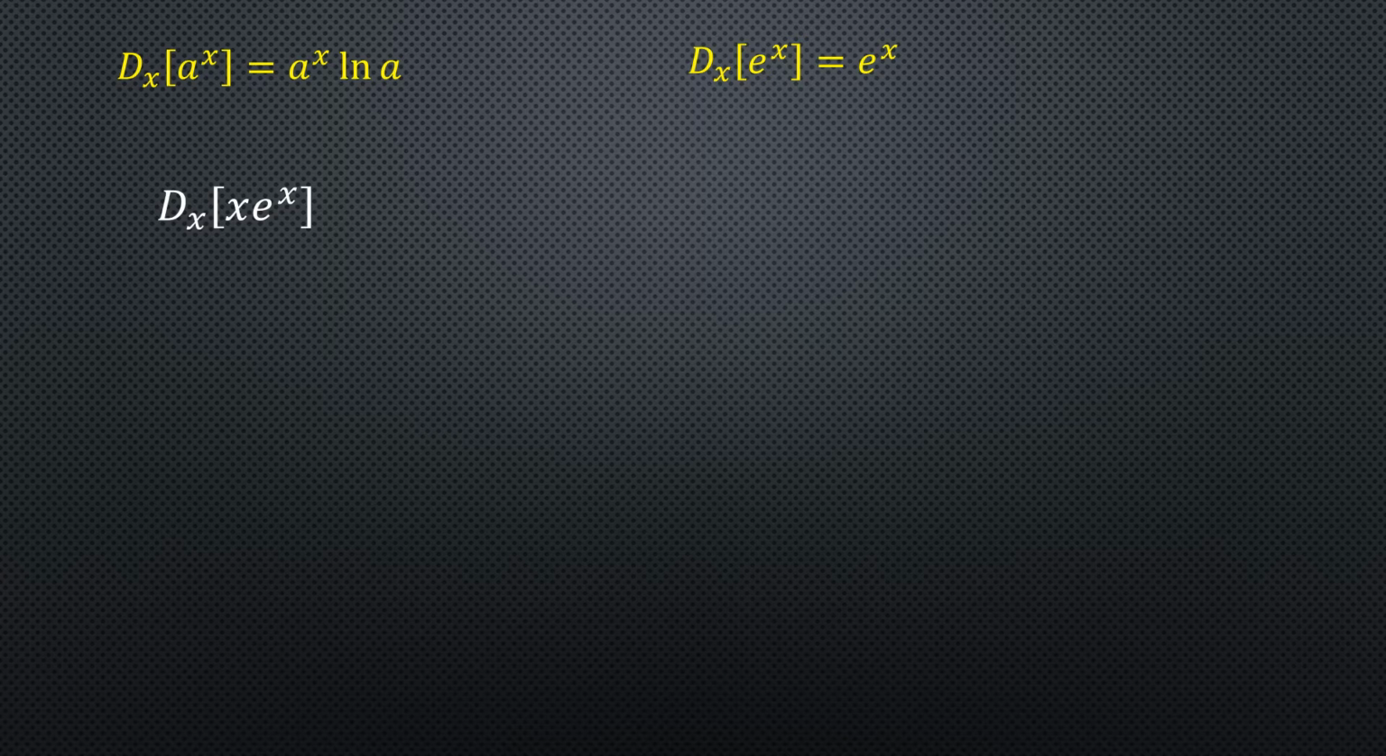The next example follows the rule of product, and we have x, the derivative of x is 1, and the derivative of e raised to x is itself e raised to x. Therefore, we get the derivative of the first factor, 1, times the second factor e raised to x, plus the derivative of the second factor, e raised to x, which is itself, times the first factor x.